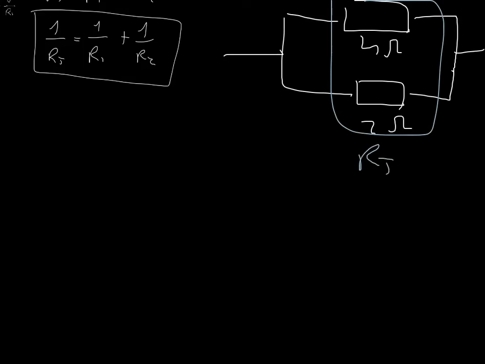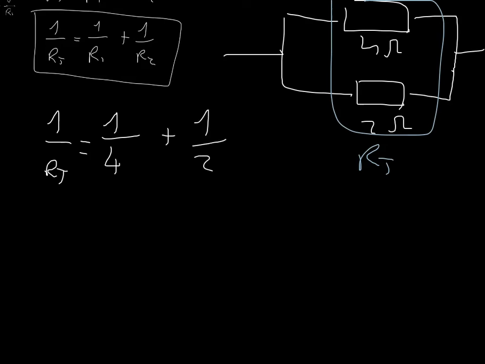So all I need to do is apply this formula. Let's go step by step. Now 1 over RT, which is what I don't know, equals 1 over R1. I can choose either of them. So I'm just going to choose 4 to be R1, 2 to be R2. 1 over 4 plus 1 over 2.